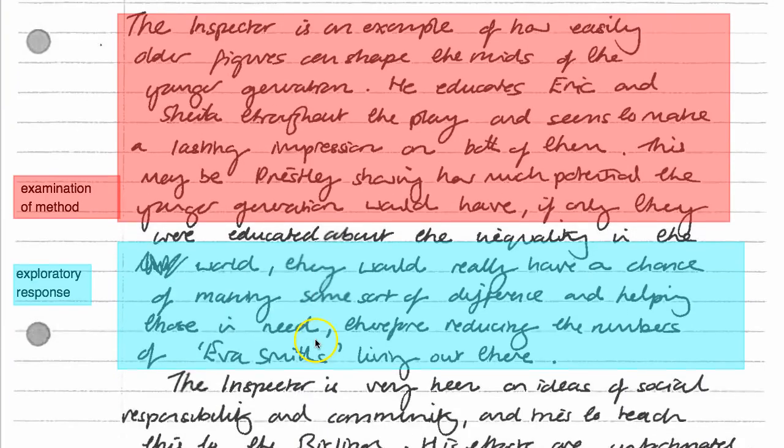Right, let's get to the next bit. The inspector is an example of how easily older figures can shape the minds of the younger generation. He educates Eric and Sheila throughout the play and seems to make a lasting impression on both of them. This may be Priestley showing how much potential the younger generation would have if only they were educated about the inequality in the world. So I think this should actually be gold, this bit, because it is actually about Priestley's ideas. It would have to be coloured twice though, because it's also going to be exploratory. Well, let's see how they explore.